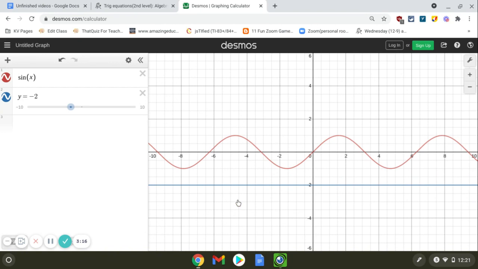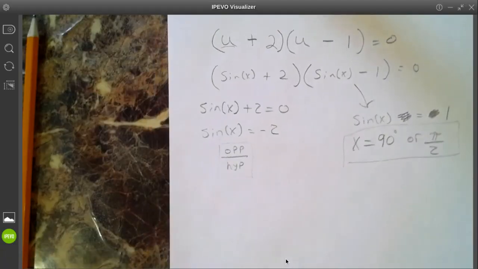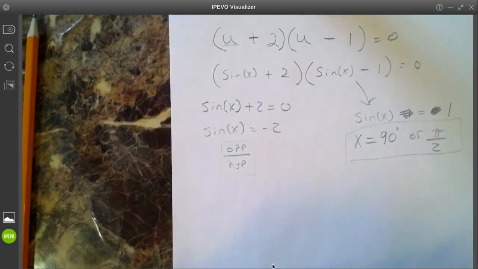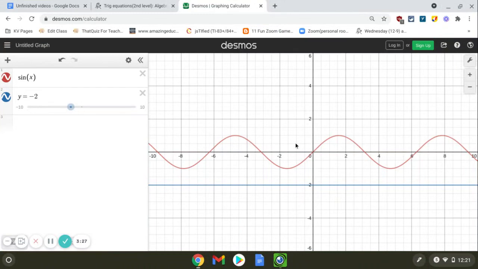Okay, so here on Desmos, in red I've graphed sine of x, and in the blue I went ahead and graphed the negative 2. And I just want to show you again, because the negative 2 never actually intersects with the sine graph. So remember, sine always oscillates between positive 1 for y and negative 1. Those are the max and min that it ever reaches. Now that's for regular sine of x.